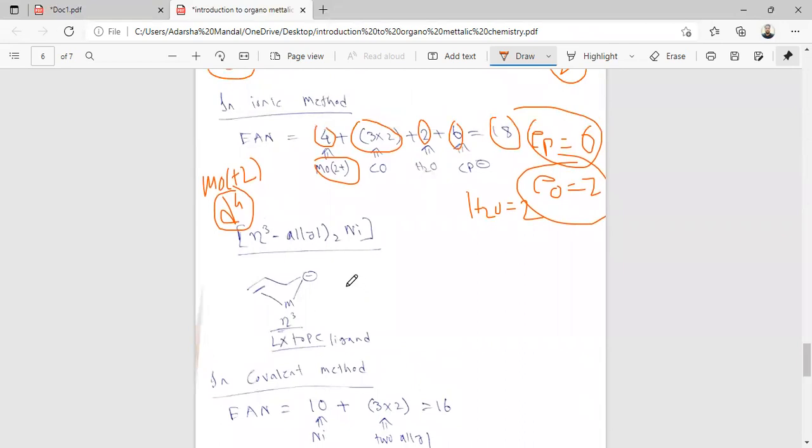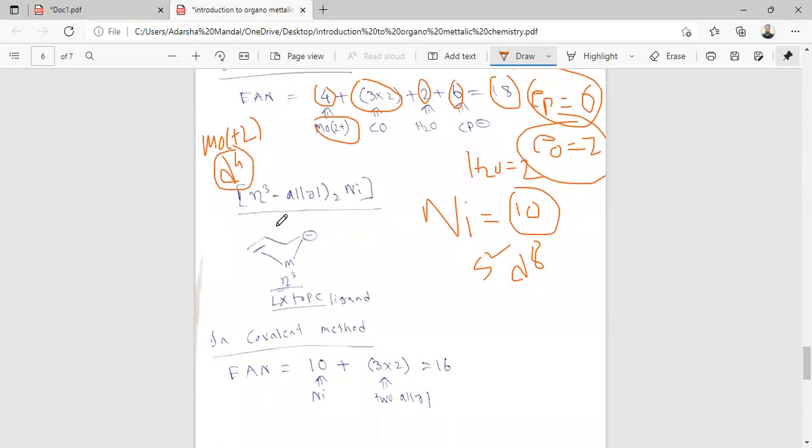So the next example is bis(eta-3 allyl) nickel. Nickel is a group 10 metal, so its valence electron configuration is 3d8 4s2, and this eta-3 allyl is an LX type ligand system. It will donate its negative charge or this pi bond to the metal center via these 3 carbon atoms. So it is an LX type ligand.